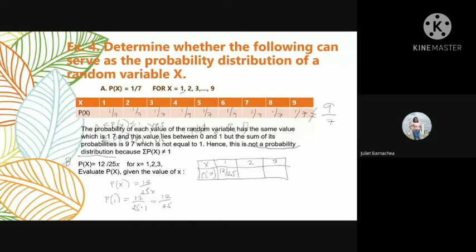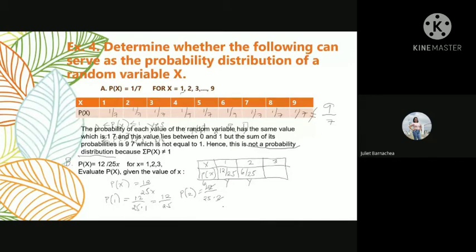Is 12 over 25 less than 1 but greater than 0? It's a yes. If x is 2, we'll have 12 divided by 25 times 2. Pwede kang mag-divide. 12 divided by 2, 6. 6 over 25. Is this less than 1 but greater than 0? Yes pa rin.